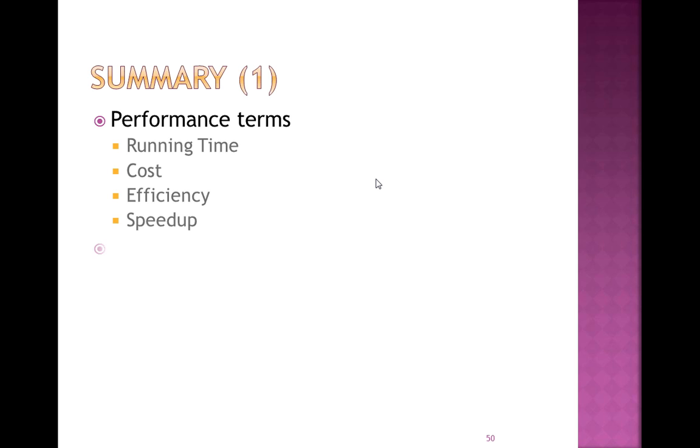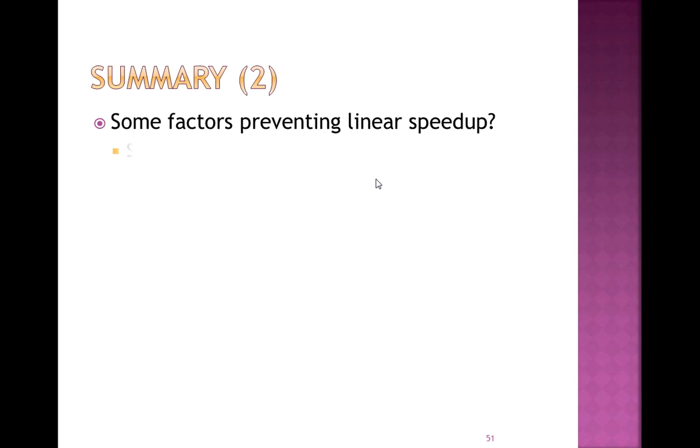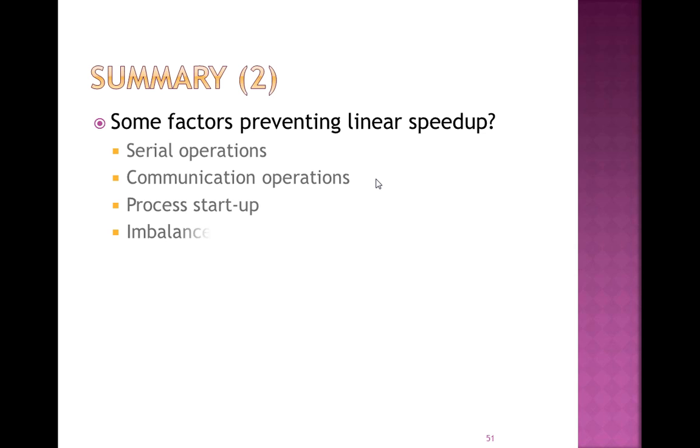These are the examples. Then we also talked about the summary of what we have covered: performance terms, running time, cost, efficiency, speedup. Then we also studied the model of speedup: serial component, parallel component, communication component. These are the factors that prevent linear speedup: serial operations, communication operations, process startup, imbalanced workload, architecture limitation. This is what we covered in the last class.